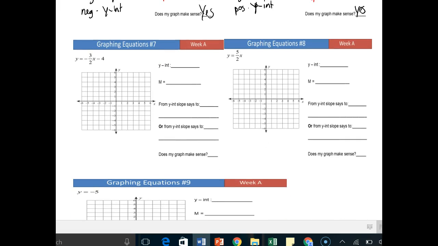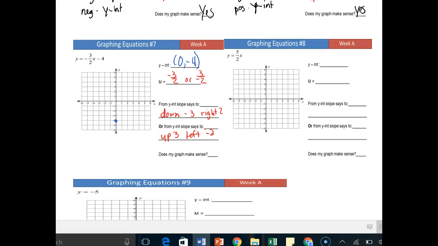For equation number 7, the y-intercept is 0, -4. Remember, it keeps the sign, right? This minus sign makes that a -4, so put your point down there at a -4. And then your slope is a -3 over 2 or 3 over -2. So how do we move? We move down -3, right +2, or up +3 and left -2.